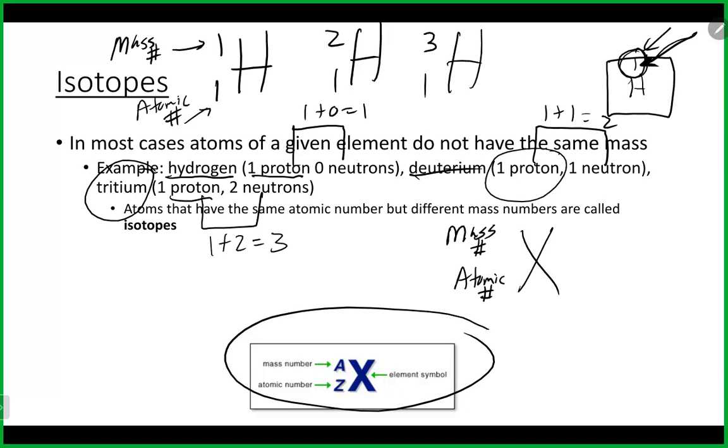Guy on the left is hydrogen. Middle one is deuterium. Last one is tritium. Even though they have different names, they're all still hydrogen. And that is because they all have how many protons? They all have 1 proton. And the proton, again, is what determines what element it is. And all I have to do is go to my periodic table and find number 1. Yeah? Any questions on that there?